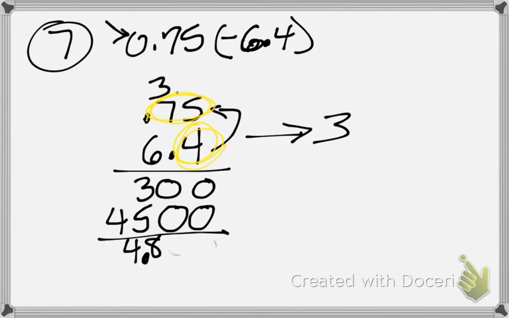And then remember that our original problem was a positive number times a negative number. A positive times a negative is a negative. So our final answer is negative 4.08.